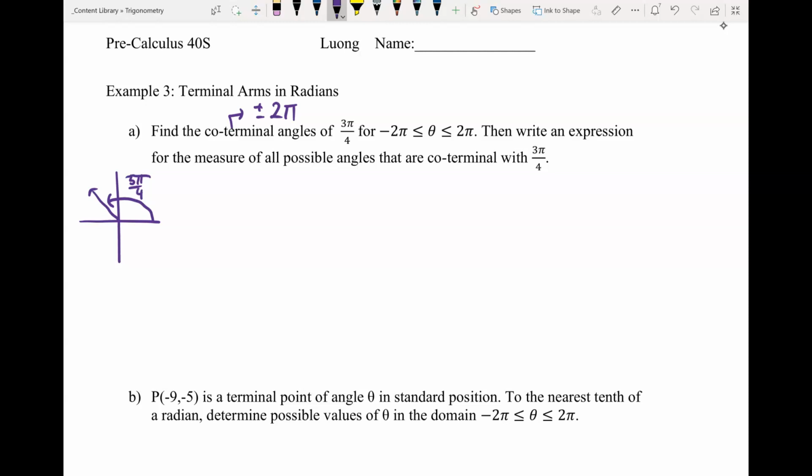Okay, and now let's try to find some coterminal angles of 3 pi over 4. If I added 2 pi to 3 pi over 4, we are actually going to get an angle that is larger than 2 pi. So instead of adding 2 pi, in this case, I'll subtract 2 pi.